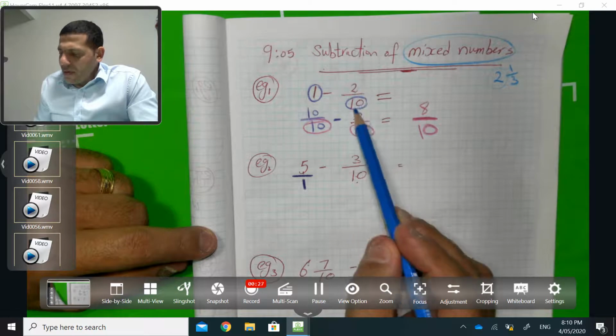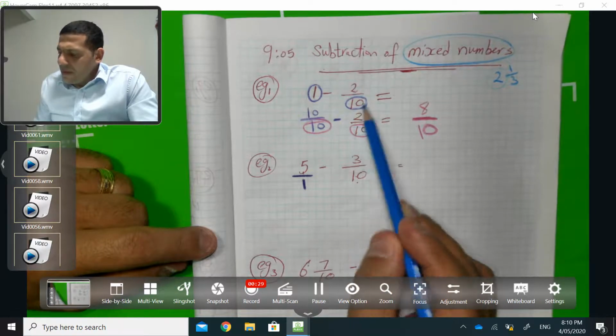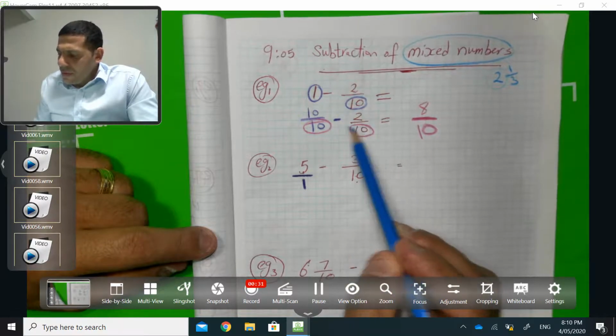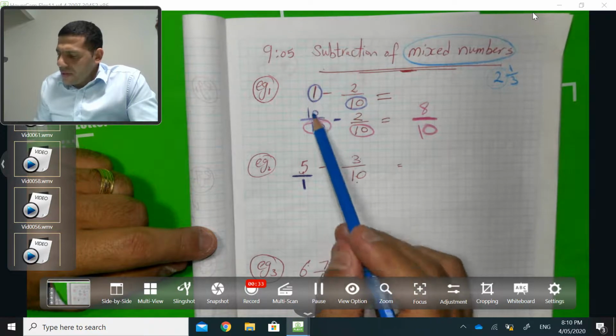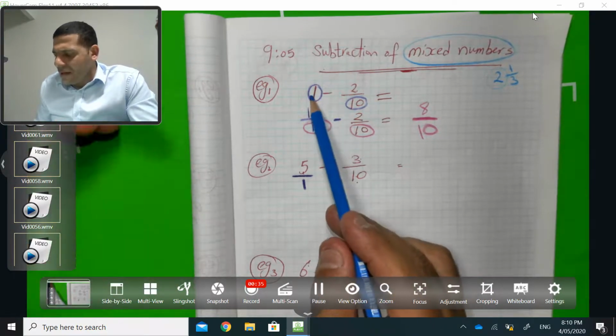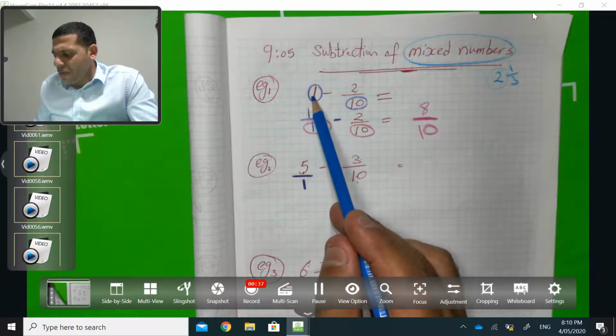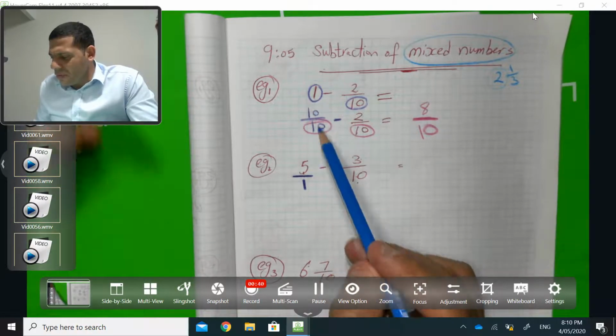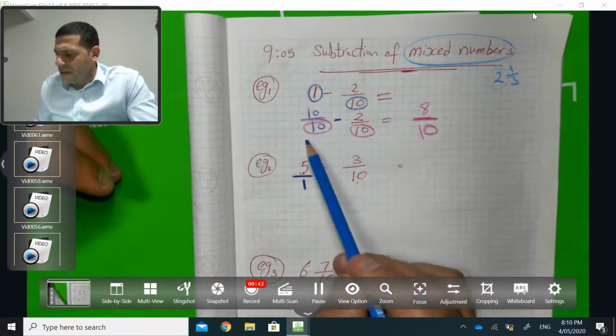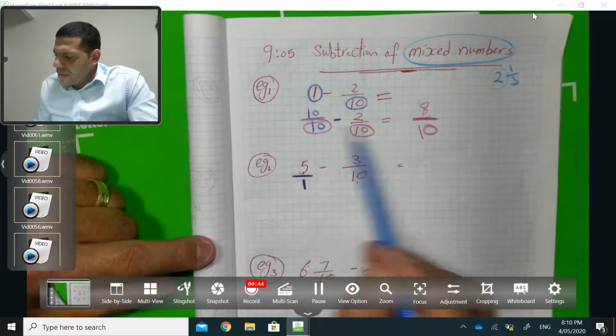Look at the second fraction. The denominator here is 10. Therefore, you can write 1 as 10 over 10, because any number divided by itself equals 1. Why do we write 10 over 10? Because the denominator here is 10, so now we have the same denominator, which is 10.